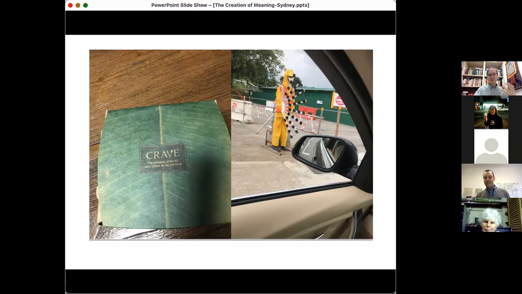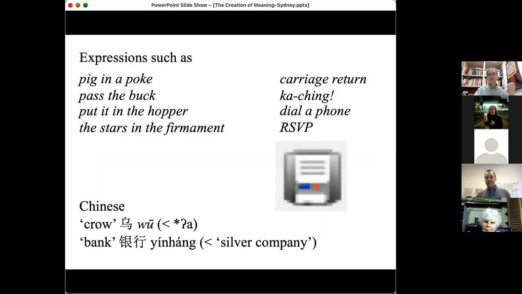So even though you've changed the paper, you make it look like a banana leaf. Even though it's not a person anymore, you make it look like a person. And then we also have, just out of habit, expressions like pig in a poke, pass the buck, put it in the hopper, stars in the firmament, carriage return, ka-ching, dial a phone, RSVP. Especially in Australia, RSVP means make a reservation. So they've made it their own.